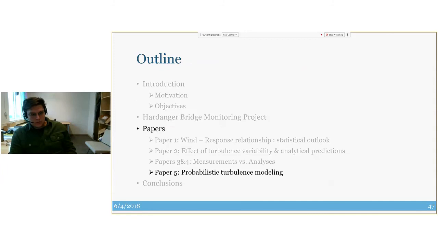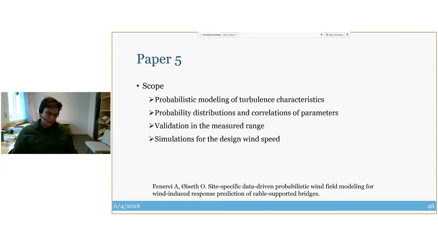So the last paper here, we tried to devise a probabilistic model to account for the effects of variable turbulence characteristics. So that is the essence of this PhD study, that we saw this huge variability in the turbulence characteristics, which is a particular result of the topography of the Norwegian fjords. And now we want to suggest a model that could take this into account in the predictions. So we used probability distributions and correlations of parameters, and we did the validation in the measurement range, and we also did some simulations for the design wind speed.